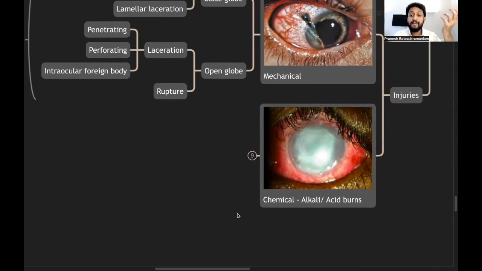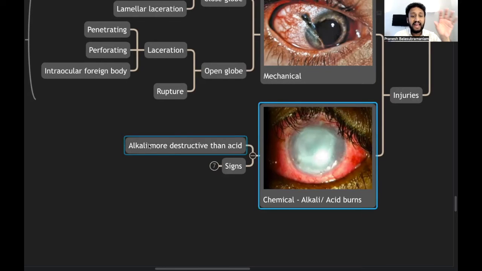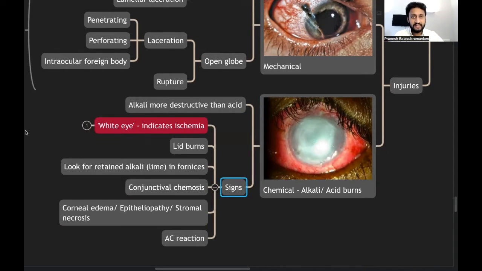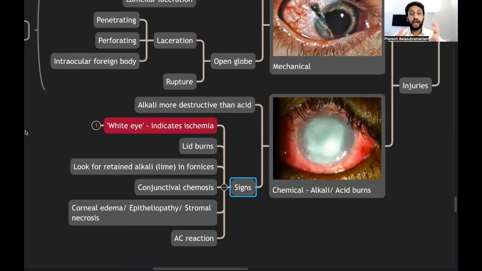So moving on to the chemical injuries, which means there can be either acid or alkali injuries. Always note that alkali are more destructive when compared to acid. That's important to understand. As far as signs are concerned, though I have classified these chemical injuries as part of this acute red eye with defective vision, a white eye can also be seen in very severe burns because of the intense reaction. There can be ischemia, and this ischemia can cause blanching of the conjunctival vessels, blanching of the perilimbal vessels, leading on to this suspicious white eye. So this white eye indicates a severe degree, indicates ischemia.